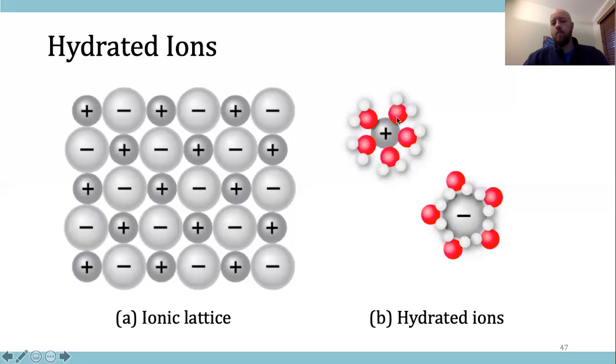And the polar water is attracted to the ions, and it's more strongly attracted to the ions than the ions are holding themselves together. Okay, so as soon as it gets attracted, then water kind of scoops this ion out, and so you'll see the water is positioned differently.